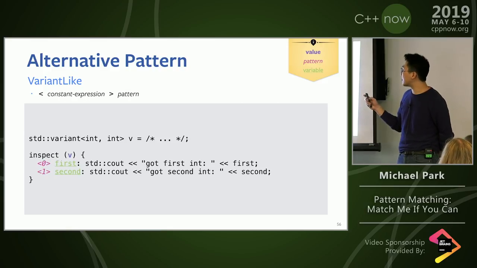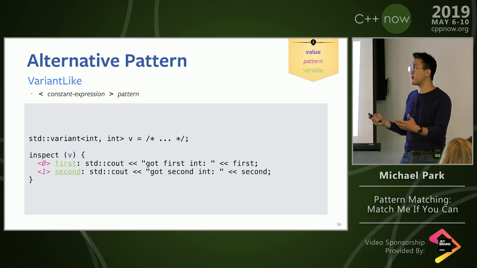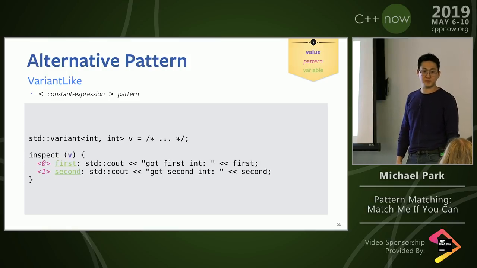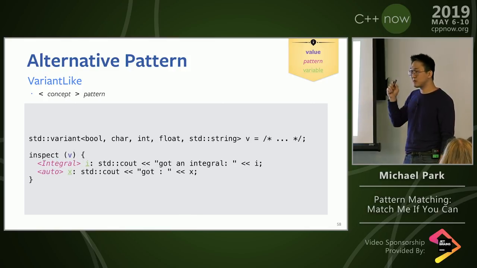So let me go back a little bit. This is the constexpr case. If we have a variant of int again, and you want to specify which one you want, you could actually use constant expressions to specify the index that you're actually looking for. Is everyone okay with this so far?